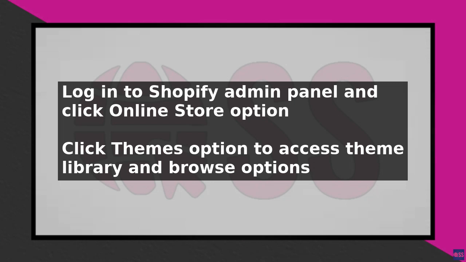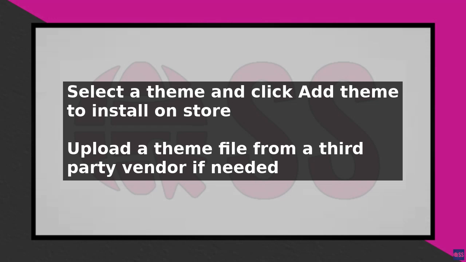You can filter themes by category, features, and price to find one that suits your business needs. Once you have selected a theme, click on the Add Theme button to install it on your store. You can also upload a theme file if you have purchased one from a third-party vendor.